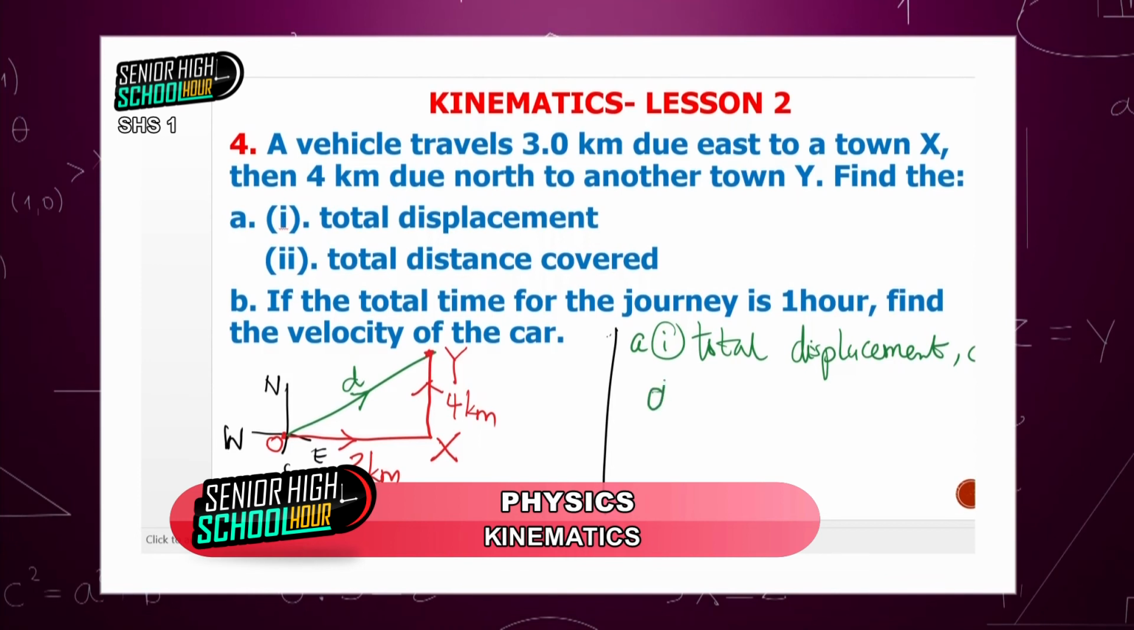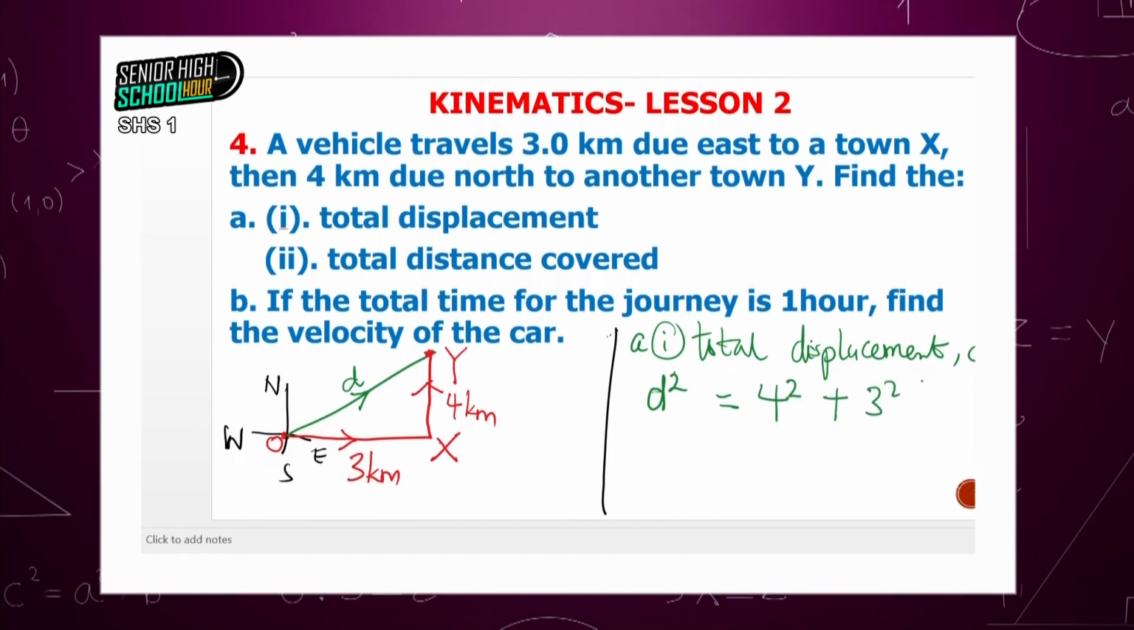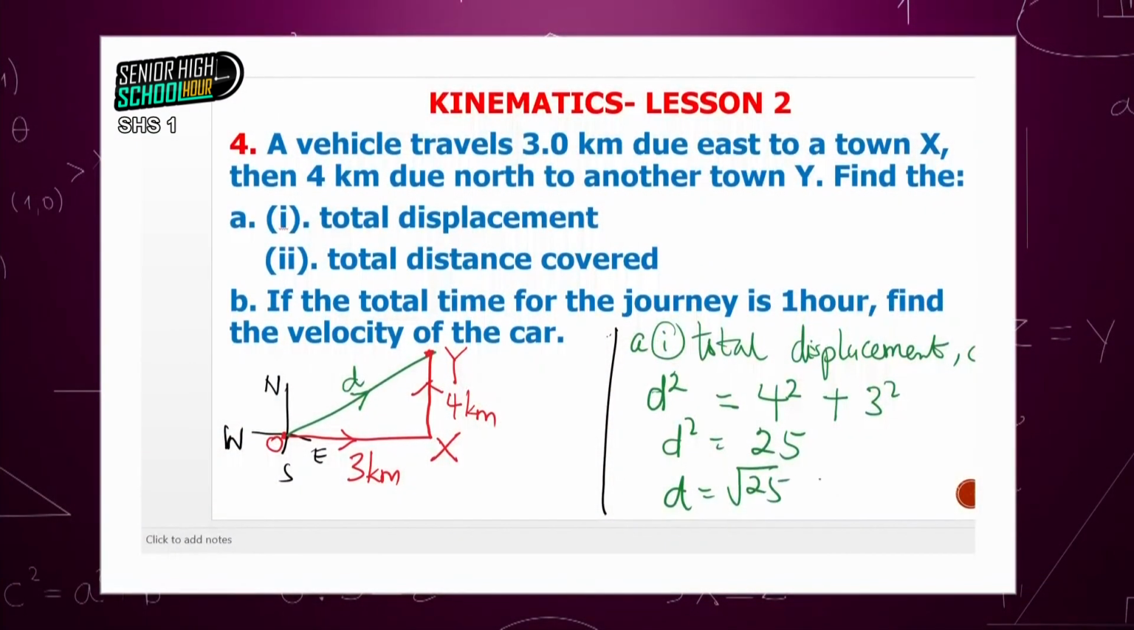It says hypotenuse squared is equal to the opposite squared plus the adjacent squared. And now we want to find D. So D squared will give us 4 squared, which is 16, plus 3 squared, which is 9. And 16 plus 9 will give us 25. So D squared equals 25. We want to find D, so we find the square root on both sides. So D is the square root of 25, and your answer will be 5 kilometers. Our answer is in kilometers because the values of the distances given in the question have units in kilometers. So our displacement becomes 5 kilometers.